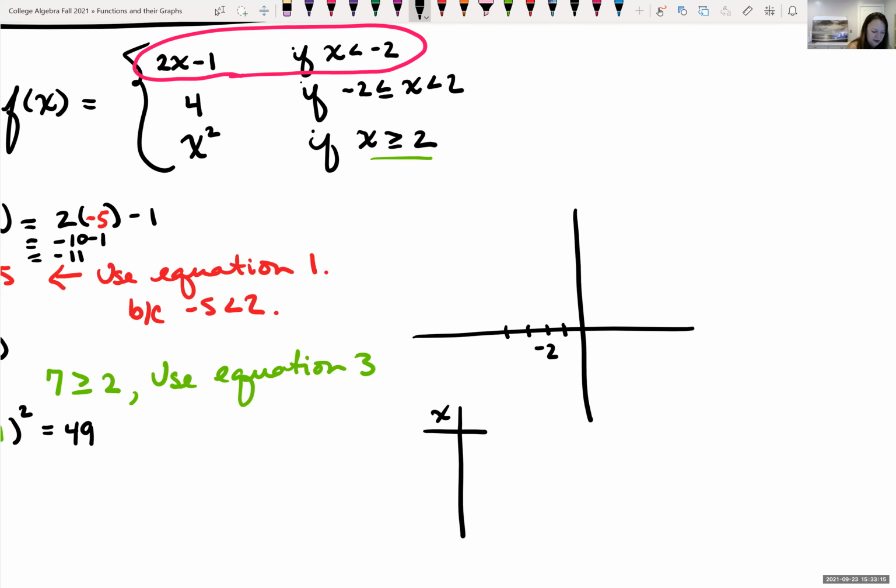So if we're plugging in values to the piece f of x equals 2x minus 1, I want to always look at what's happening at the end value of my inequality, even if it's not included. So I want to plug in -2 for x. That gets me 2 times -2, which is -4. -4 minus 1 is -5. And I'm going to put a little note to myself: open circle.